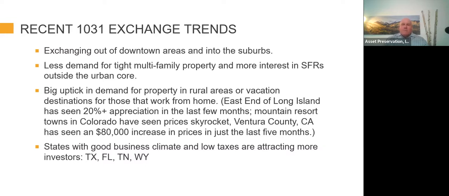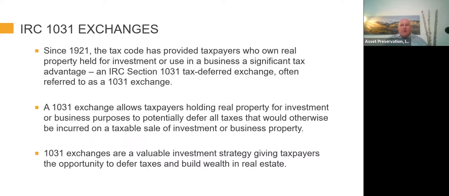And then the last one is we're seeing a lot of states on the West Coast. We see investors coming from California. They're going to Arizona, Idaho, and Colorado. On the East Coast, we're seeing people come out of New York and New Jersey, and they're exchanging into Florida. They're exchanging into Tennessee. So those are just a couple of the national trends that we see going on.